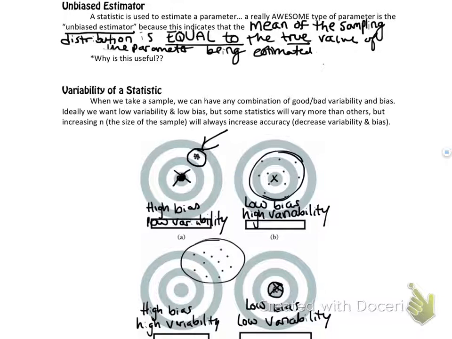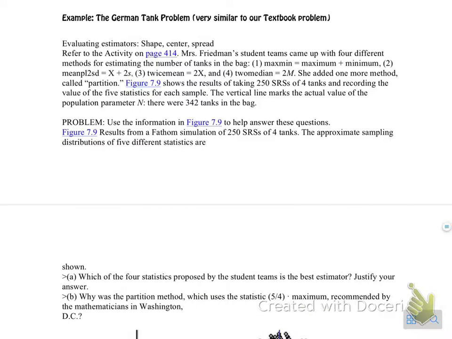Something to keep in mind is this actually relates really well to the characteristics of your distribution: your center, your spread, and your shape. High variability will be a large spread. And your center, if your center is close to the true mean, like I said, that's going to be low bias. So this really strongly relates and correlates with distributions.